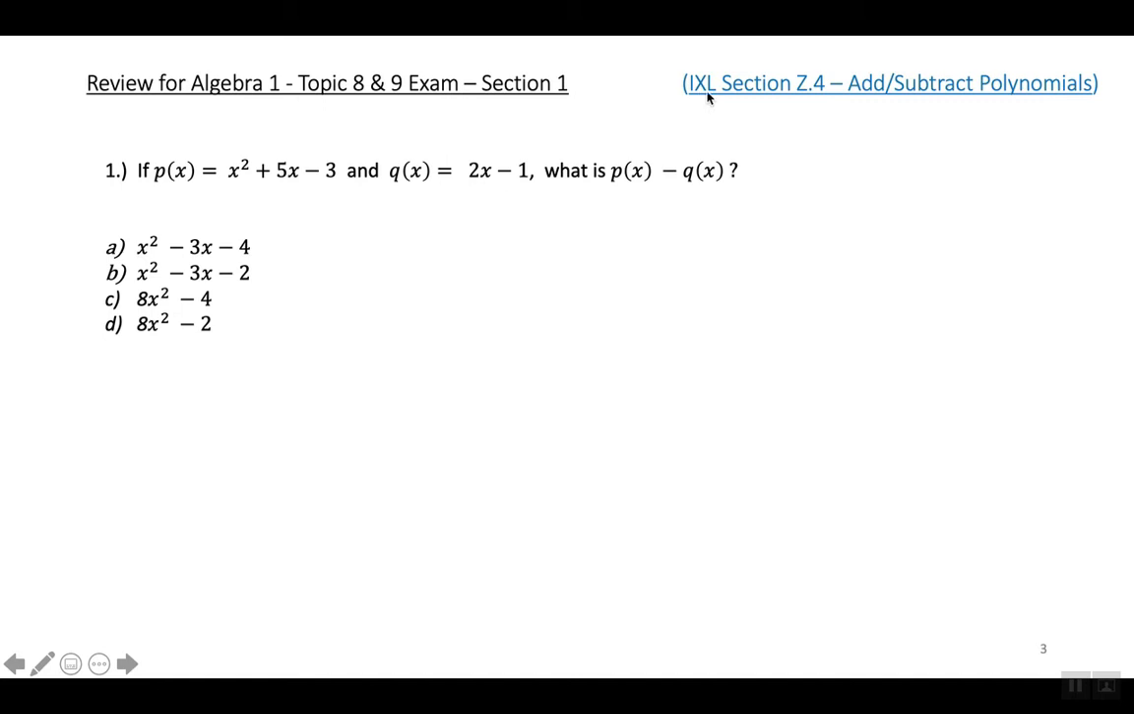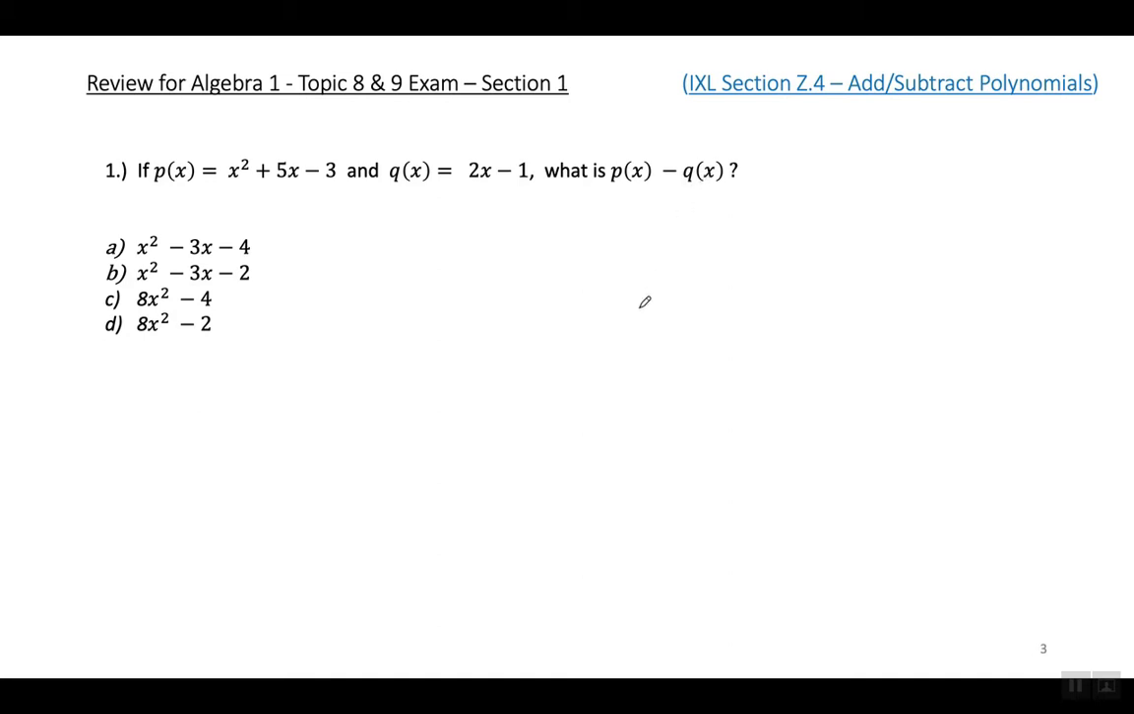But whenever there's an IXL section that covers what's in this question, I put it here in blue so that if you want to practice it or make sure you've completed it, you can know which section covers this question. All right, so let's look at question 1. It says if p of x equals x squared plus 5x minus 3 and q of x equals 2x minus 1, what is p of x minus q of x?